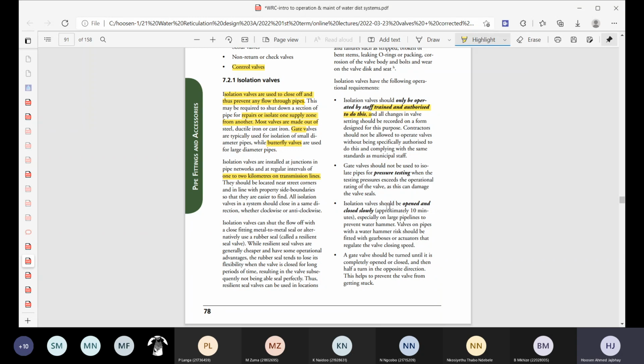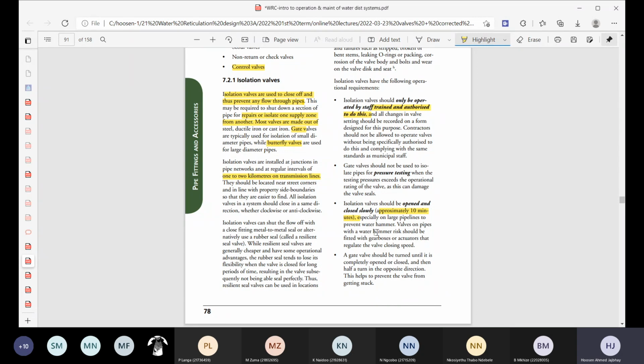The reason behind it is that they should be opened and closed slowly. That's the important thing. And you see, they give a time also, about 10 minutes to open a valve. That's a fairly long time just to open one valve. So imagine you're opening a tap at home, and it takes you 10 minutes to open that tap. It's a fairly long time.